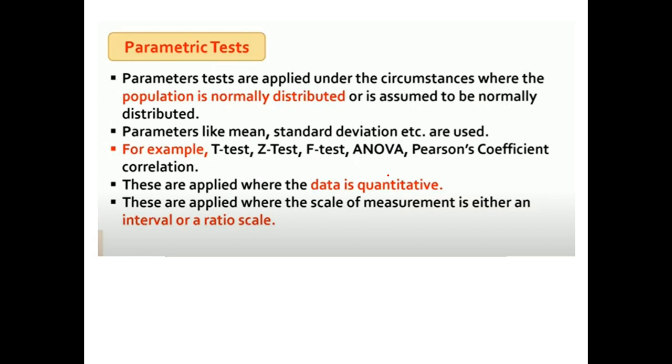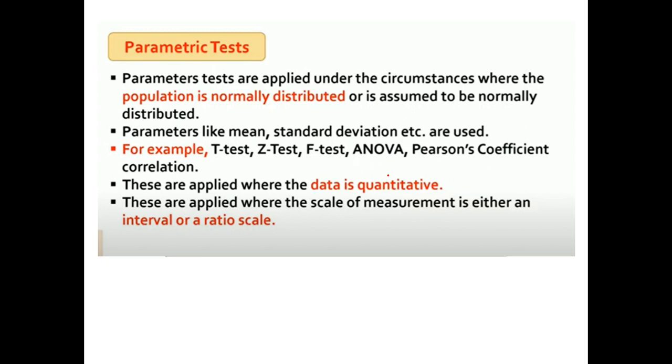So parametric tests are applied when we know or assume that the population is normally distributed, and we already know some of the metrics, that is, the mean and standard deviation. These are some of the tests: t test, z test, f test, ANOVA, Pearson correlation coefficient.